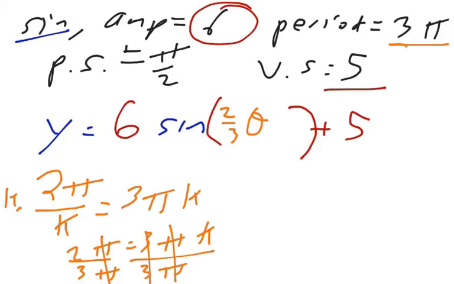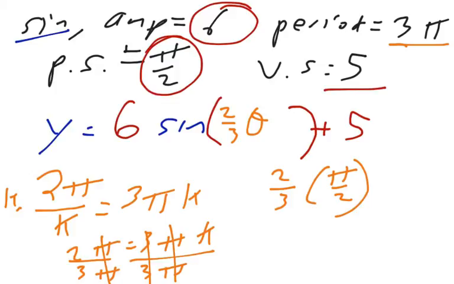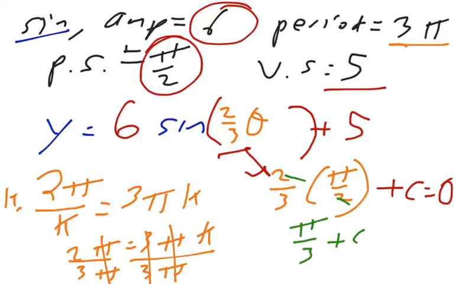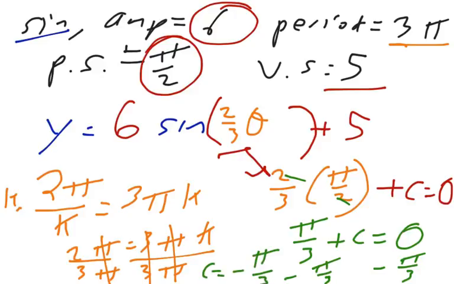Now for the phase shift, I'm going to do 2/3 times pi over 2, and the pi over 2 comes from the phase shift. The 2/3 came from what k was, plus c equals 0. Well, since the 2's cancel, we have pi over 3 plus c equals 0. Subtract pi over 3, and c equals -pi over 3. So minus pi over 3 goes on the inside. And we are finished with that second example, and that's what we did in class on Monday.